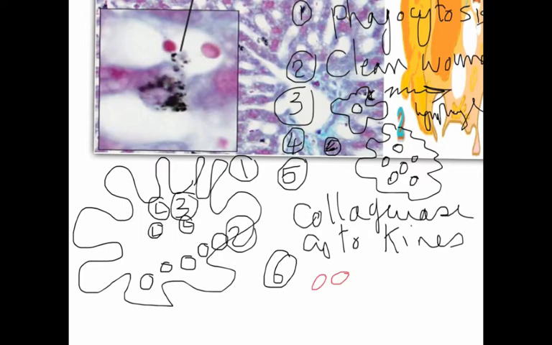The RBCs which are old are destroyed by this phagocytic cell inside the liver, as well as the spleen. So the functions again: number 1, phagocytosis; number 2, cleaning of the wounds; number 3, formation of foreign body giant cell; number 4, the production of collagenase and cytokines helps in healing and repair of tissue; and number 6 is the phagocytosis of old RBCs in the liver and the spleen.